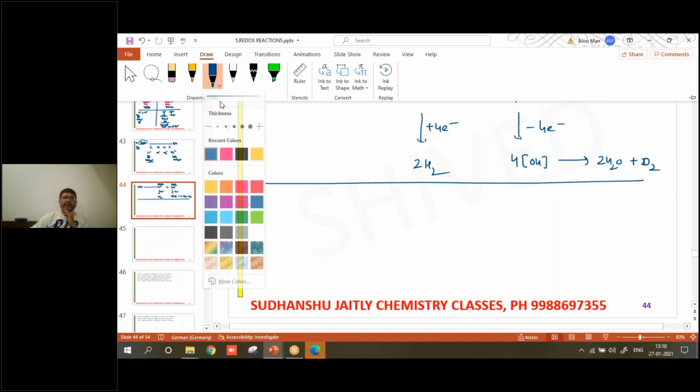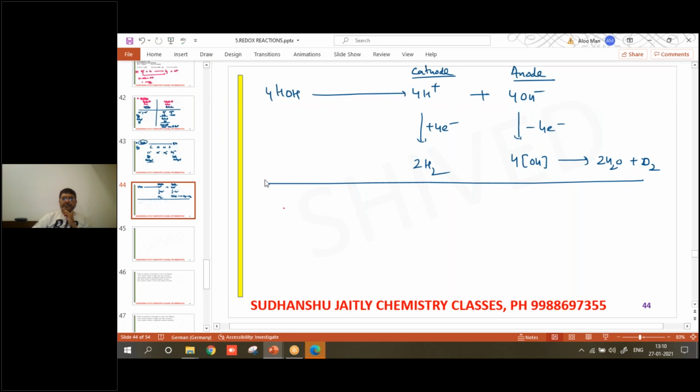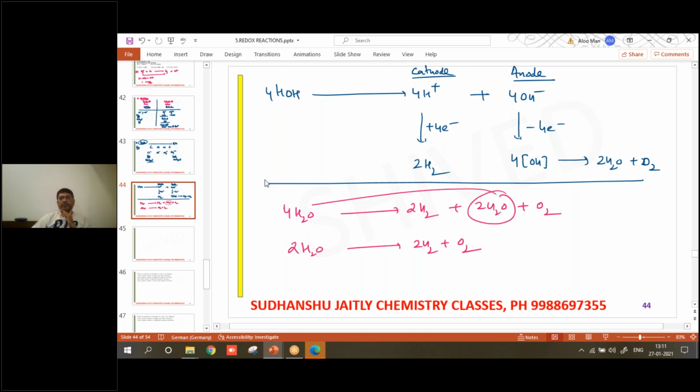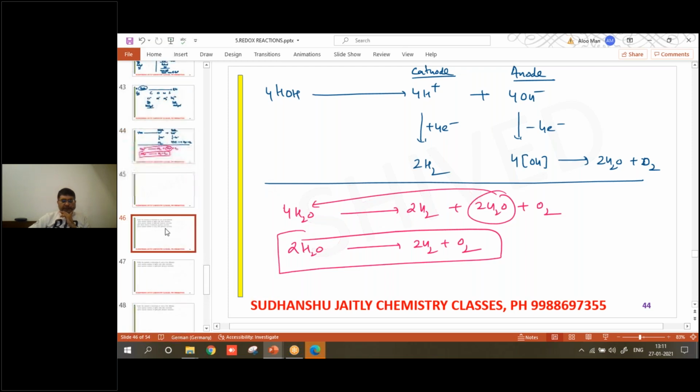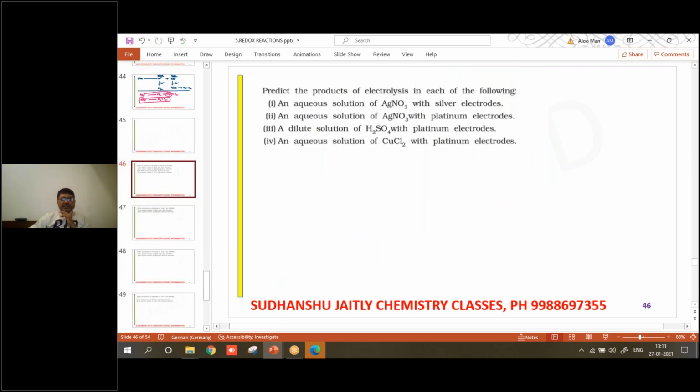So if I write बच्चों the net reaction 4 water, 2 this, 2 this, 1 this, 2 water, right? 2 H2 and O2 नहीं रहेगा. Bring it here. This will be the net reaction. Why I'm doing it? You will be doing this thing in your class 12th, but due to the application of EMF series, your examiner has put this question here.